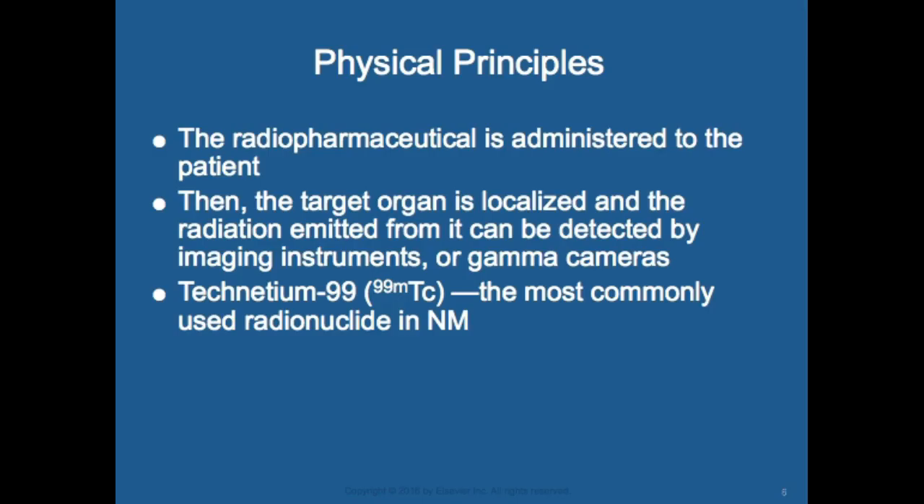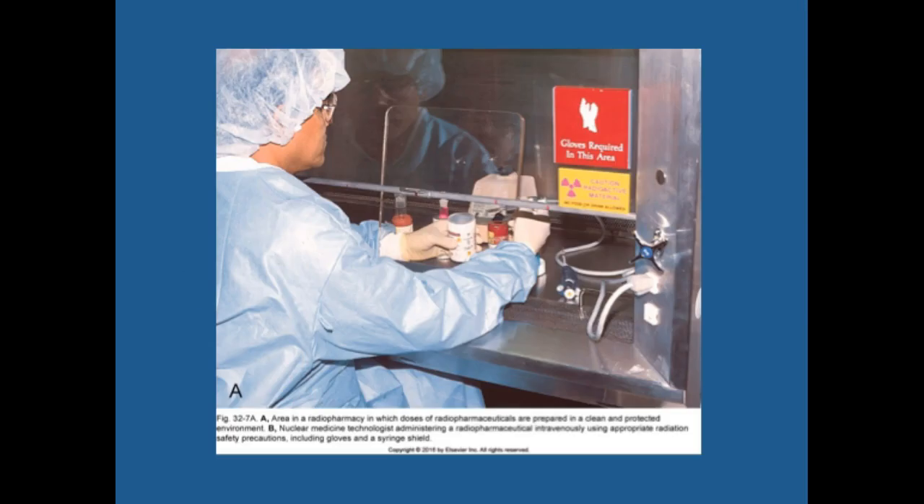So, the radiopharmaceutical is administered to the patient, then the target organ is localized. And the radiation emitted from it can be detected by imaging instruments or gamma cameras. Technetium-99 is the most commonly used radionuclide in nuclear medicine.